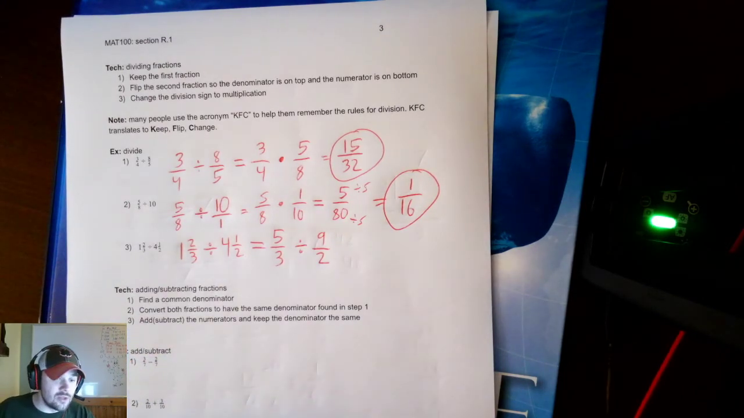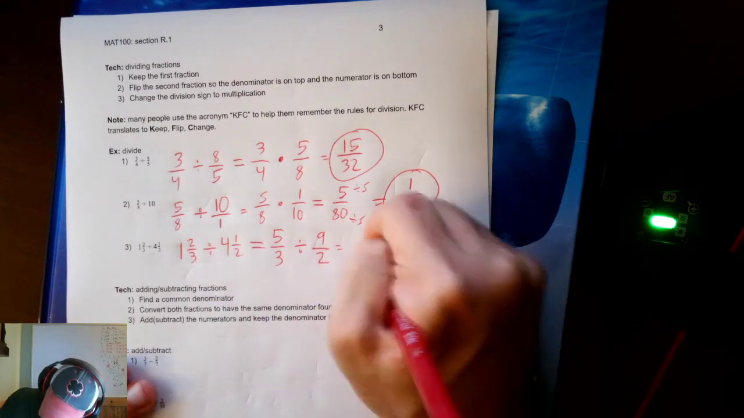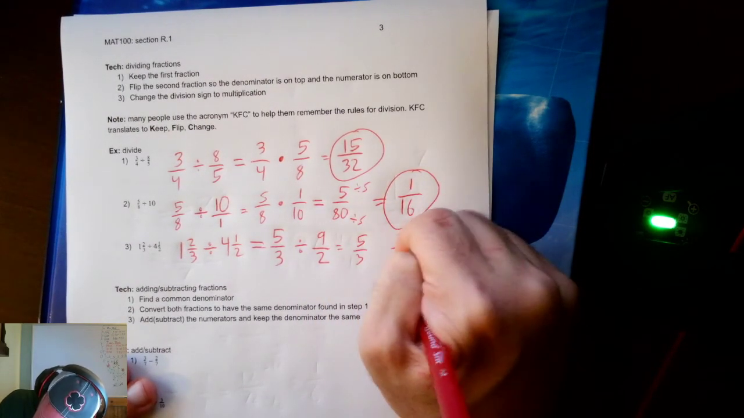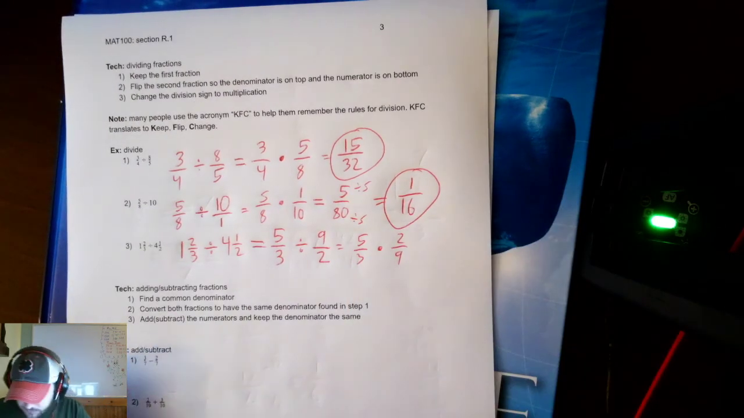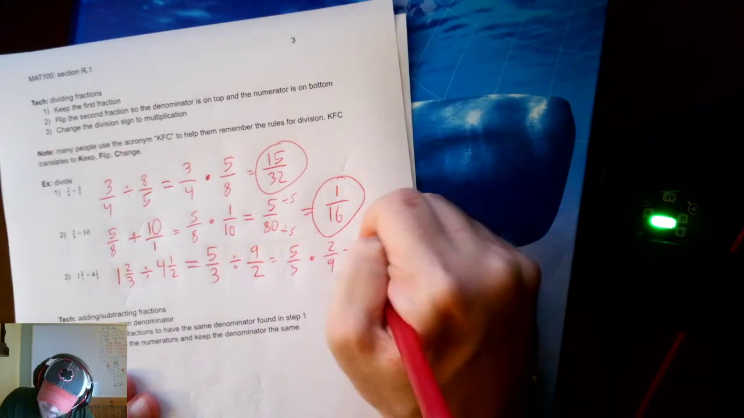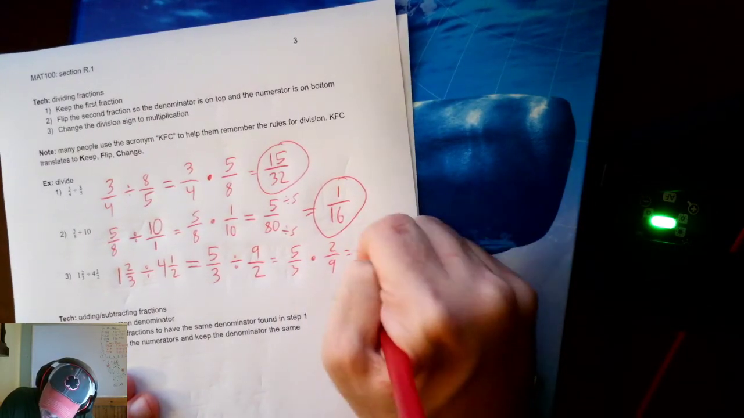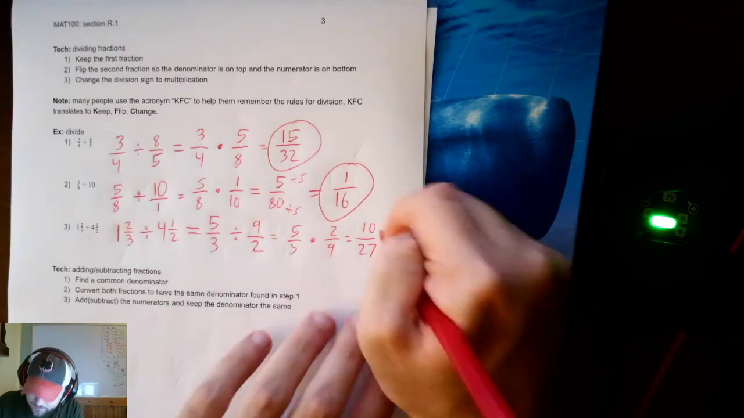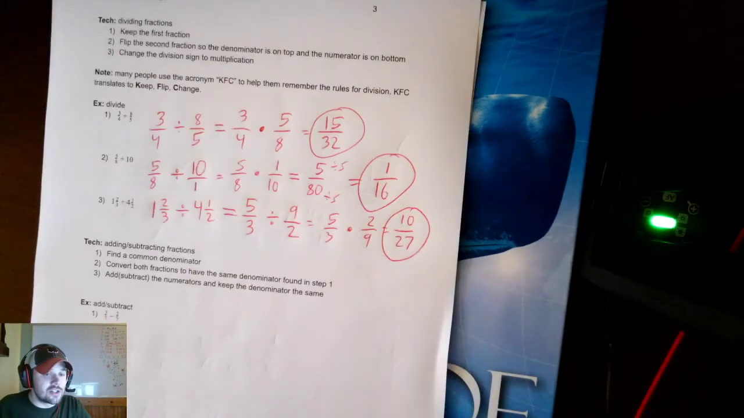Now I'm ready to use KFC. Now I can keep, flip, change. Keep, flip, change. Now I'm ready to multiply. 10 in the top and 27 in the bottom. 5 times 2 is 10, 3 times 9 is 27. And that doesn't reduce, so that's my answer, right? I can't reduce that any farther.